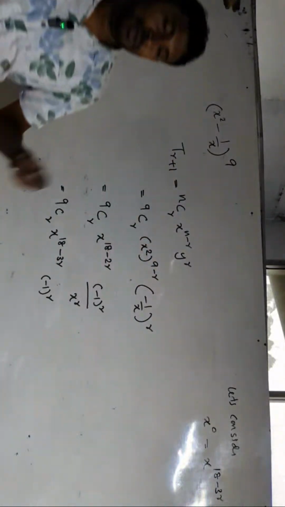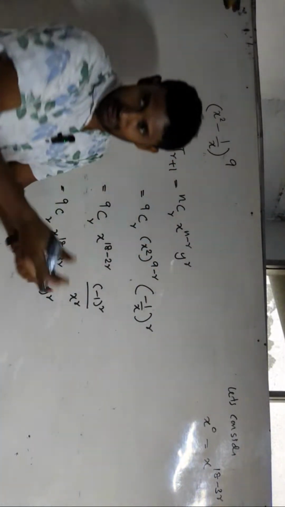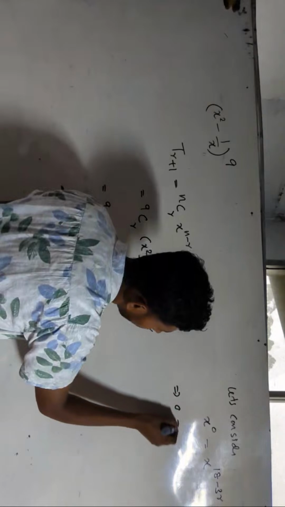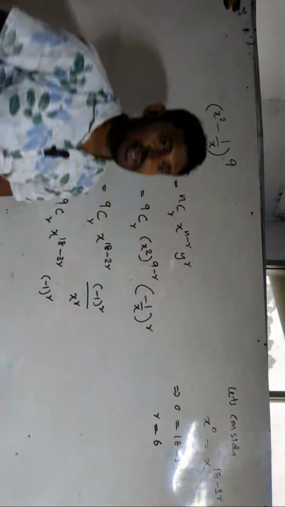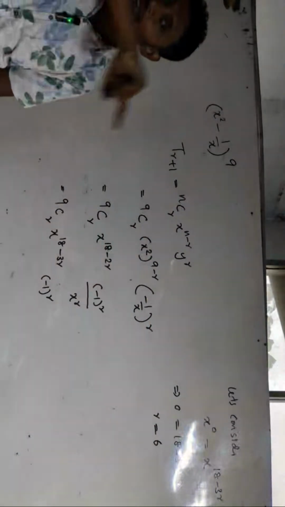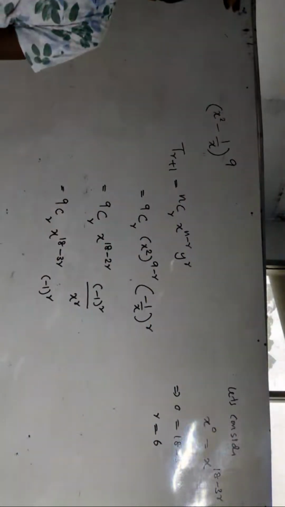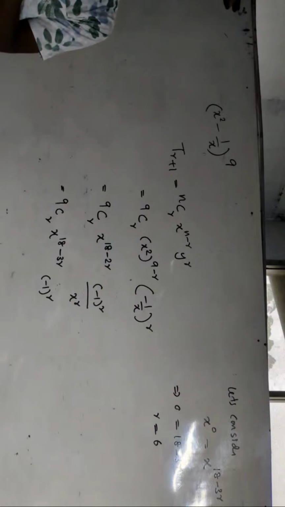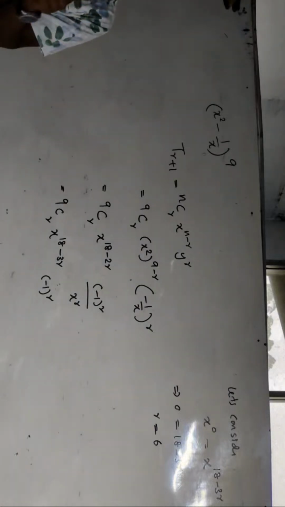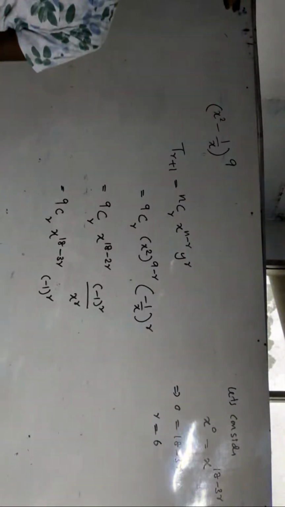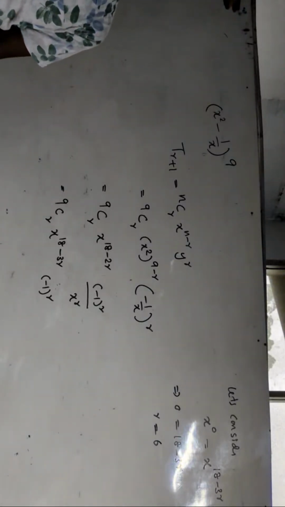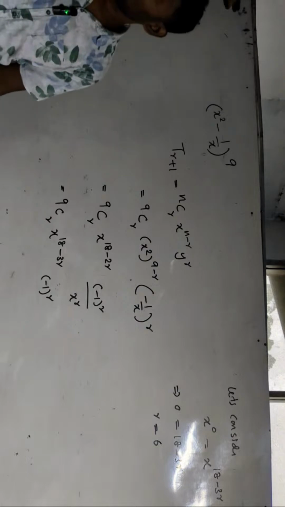If the bases are equal, indices are equal. So that means 0 is equal to 18 minus 3r. So what is the relevant r value? That is 6. So that means when r is equal to 6, we can get the independent term of x, or the constant. So when r is equal to 6, what is the term? T7. The 7th term is the constant term.